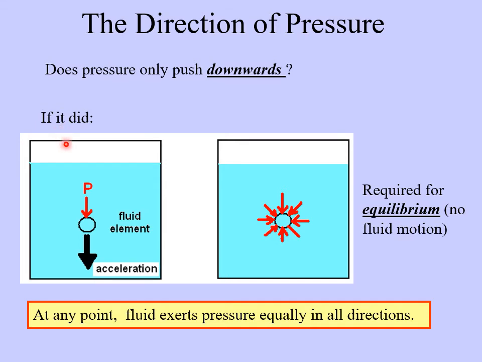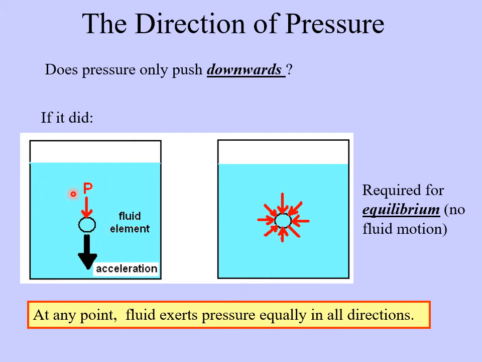If pressure only acted downward, then if we think of some region of water, a small little fluid element, and the pressure was pushing down on this, it would cause this area of water to accelerate downward, right, by F equals ma. And this would be causing all kinds of currents inside the water.